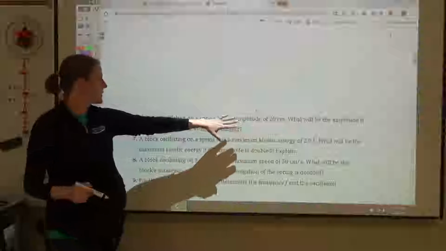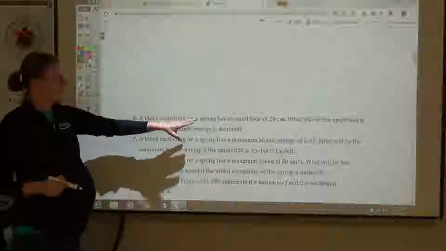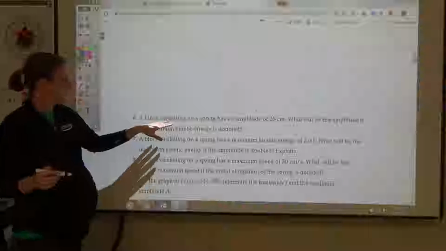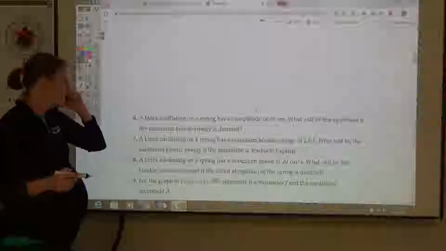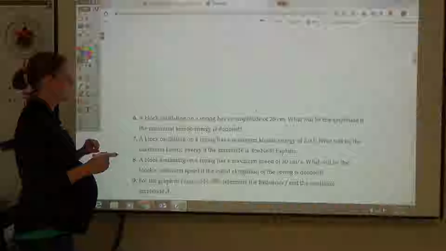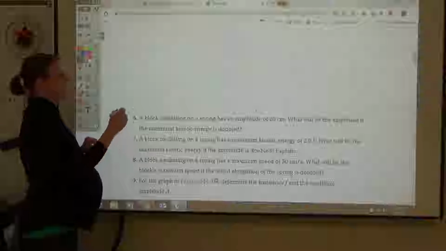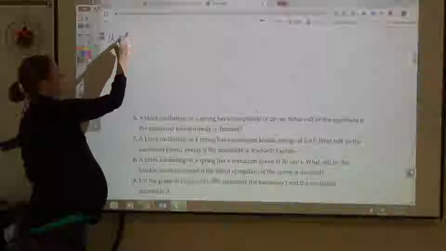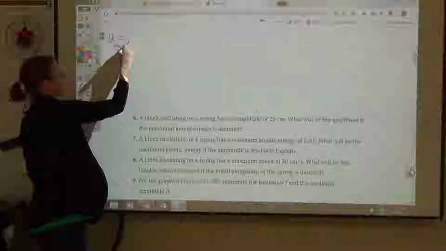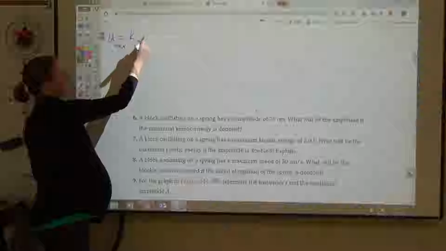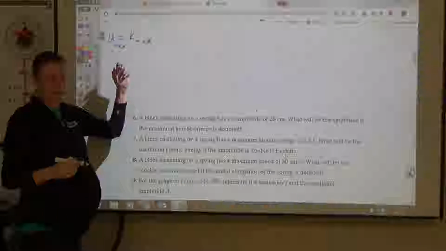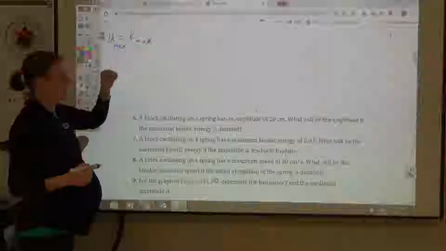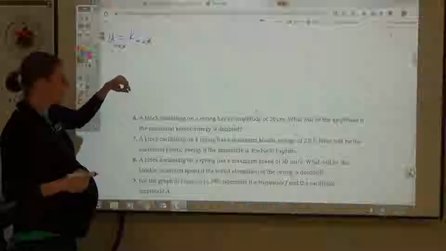Okay, so I'm just going to set up the original scenario, the original information. The block has an amplitude of 20 centimeters. I can really relate that to potential energy. But I know that the maximum potential energy would equal the maximum kinetic energy. They just happen at different moments.